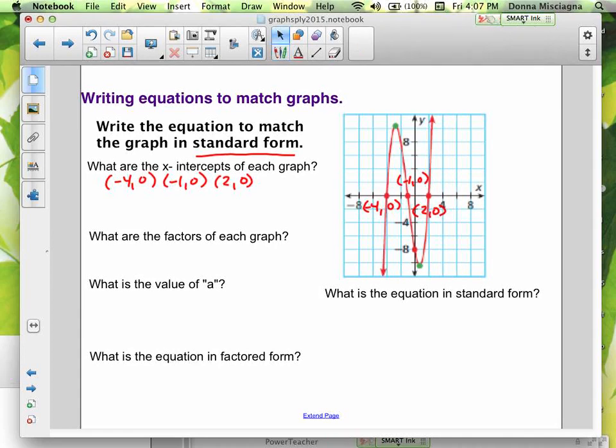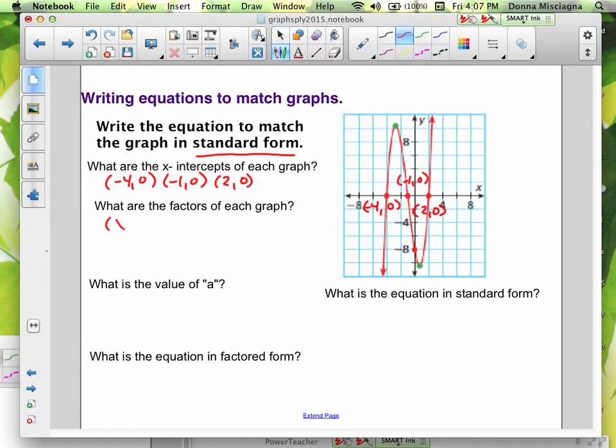Let's change those to the factors. All right, so that would be x plus 4, x plus 1, x minus 2. Check for multiplicity. All right, so I cross, cross, cross. There's no touch and turn, so it's all multiplicity 1 for all of our x-intercepts.